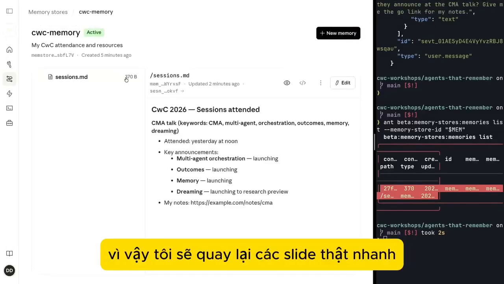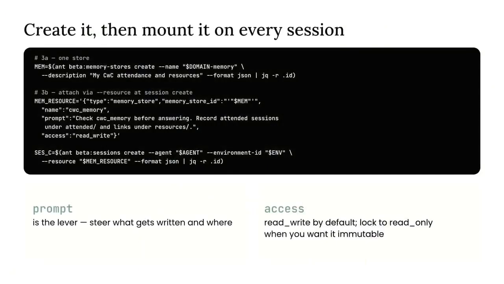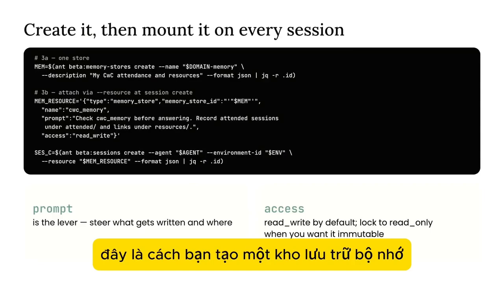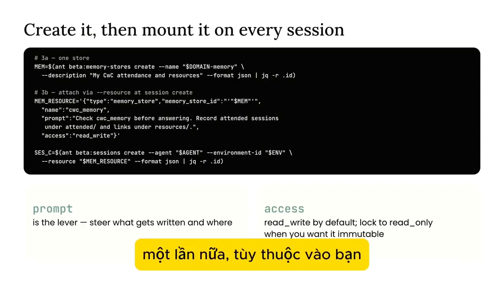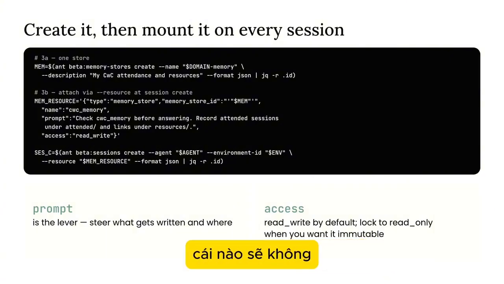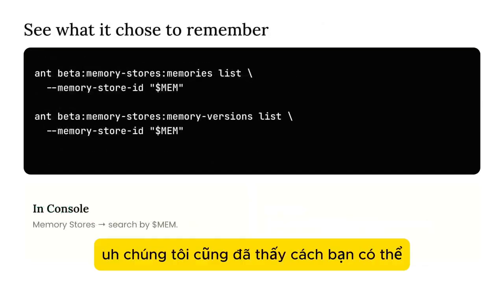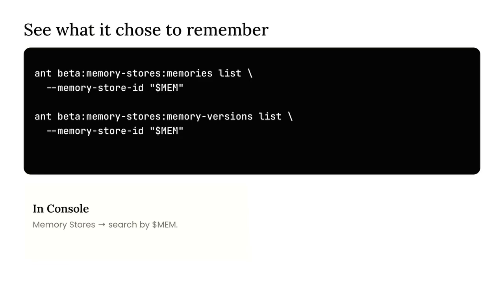Okay, so I'm going to go back to the slides real quick. And as we just talked about, this is how you create a memory store and then mount it on a session that you want to use it on. Again, it's up to you to decide which of your sessions will use memory, which ones will not. We also saw how you can list memories and see what's currently in a memory store.